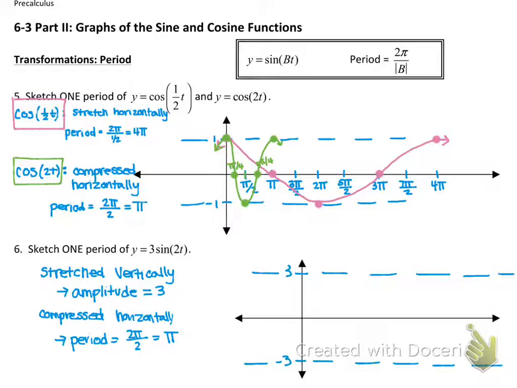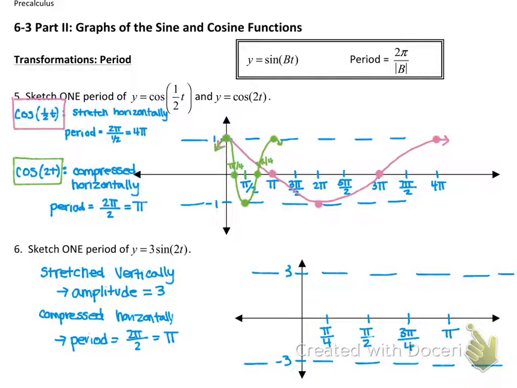Okay, so then we need to label our intervals. Well, our period goes to pi, so each interval is going to be a quarter of that. So it's going to be pi over 4 is our first one. And then pi over 4 plus pi over 4 is 2 pi over 4, which is pi over 2. Add another pi over 4, and we have 3 pi over 4. And then add another one, you have 4 pi over 4, which is pi.